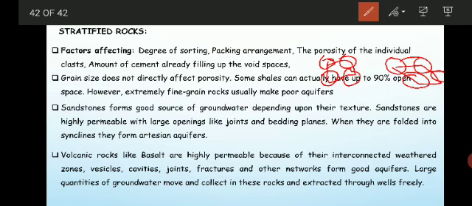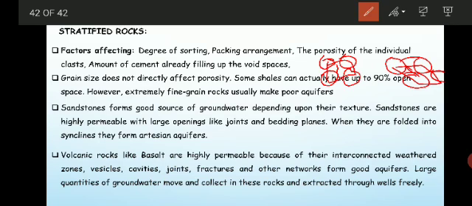Okay, so the porosity of the individual class, then the amount of cement already filling up the void spaces. So how much cement is filled in these pore spaces, these are all the factors which affect the stratified rock properties.